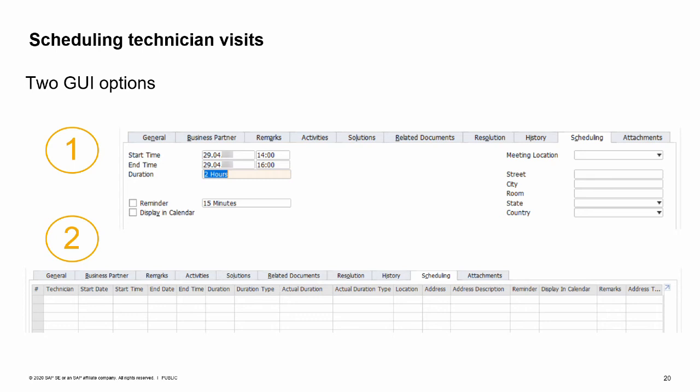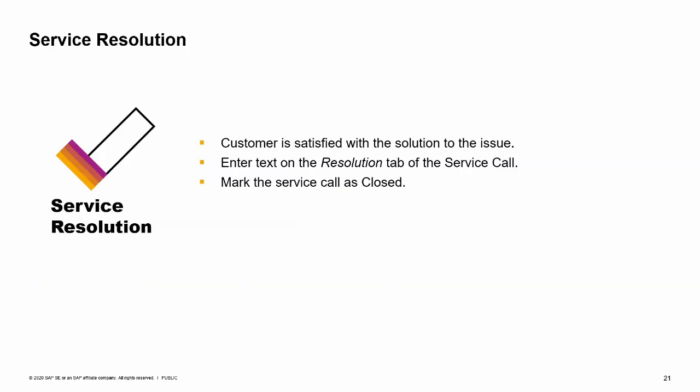When you make this setting, the Scheduling tab contains a grid where you can enter multiple visits of multiple technicians to multiple locations. This is an irreversible setting, so once it is made, you cannot go back to the original tab user interface. The service resolution time and date is calculated according to the resolution time and coverage of the service contract. Two fields for service resolution are found on the General tab of the service call.